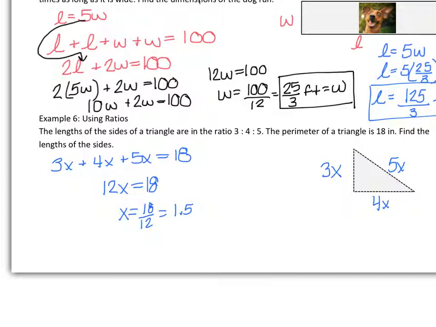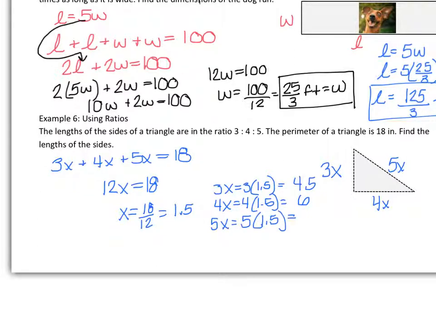So we can use that though, right? Multiply. Yeah. Very good. Okay, so 3x. What's 3 times 1.5? 4.5. Okay, so what's 4x? It's going to be 4 times 1.5, which is 6, because 4 plus a half of 4. Okay, and then 5x, it's going to be 5 times 1.5, which is 7.5.